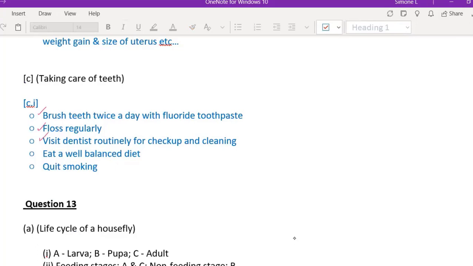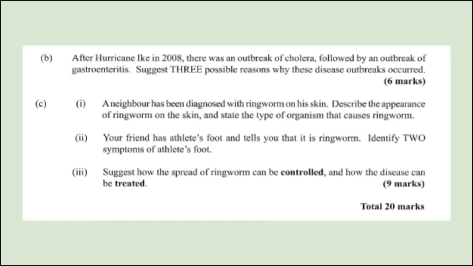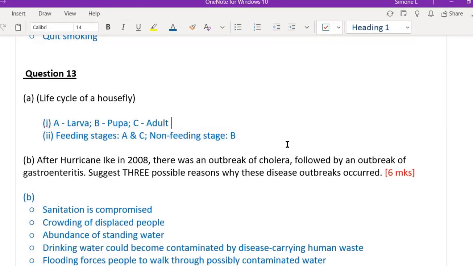Now let's go to question 13. The first part is straightforward. A is larva, B, pupa, C, adult. Feeding stages, so those are the active stages. A, which is of course the larval stage, does a lot of eating around that time. Adult, of course, will be eating and reproducing and doing all the other stuff that living organisms do. So the non-feeding stage would be stage B.